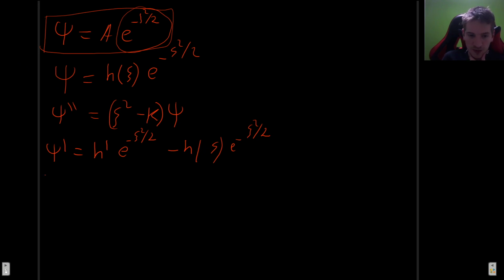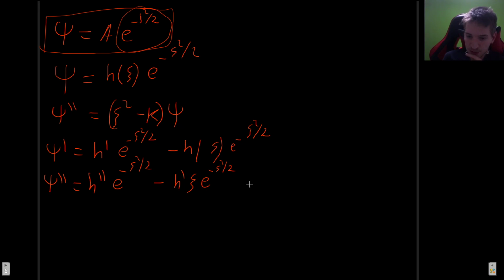Okay, so now we have to derive once again. So this is going to be h prime prime times e to the minus psi squared divided by 2 minus h prime. This minus is going to come from the derivative, psi e to the minus psi squared divided by 2. Then we have to derive this. Now there's 3 terms here, please do not forget.